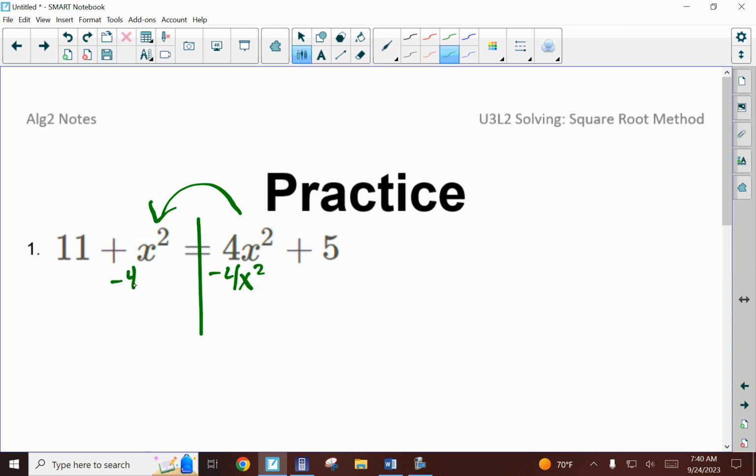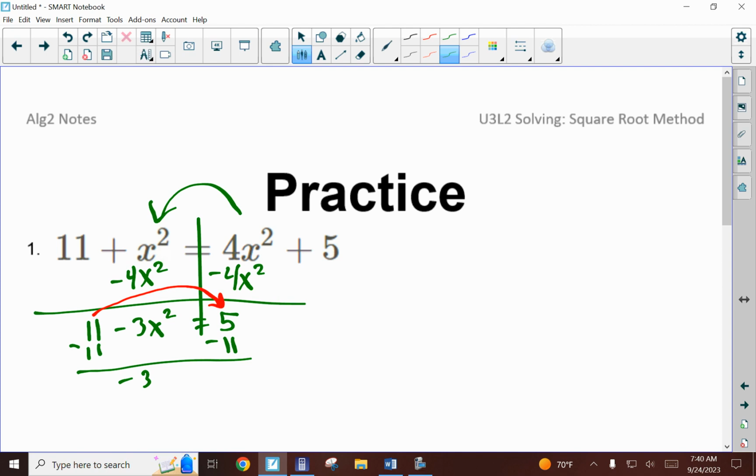So I'm going to subtract 4x squared from this. So this is going to give me 11 minus 3x squared equals 5. Then I'm going to subtract 11, because remember, we're trying to sort this all out. The x's went to the left, so I want all of my numbers to head over to the right. And when they go to the other side, they just change signs. So I have negative 3x squared equals negative 6.